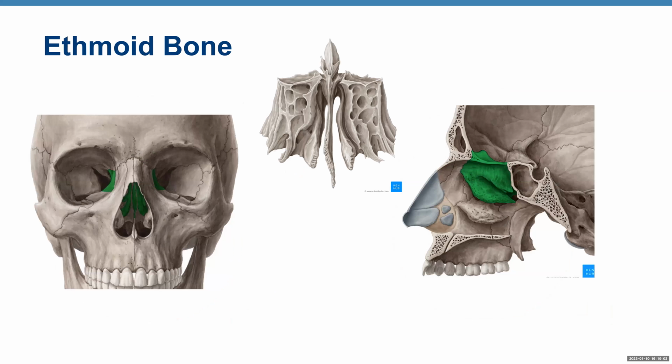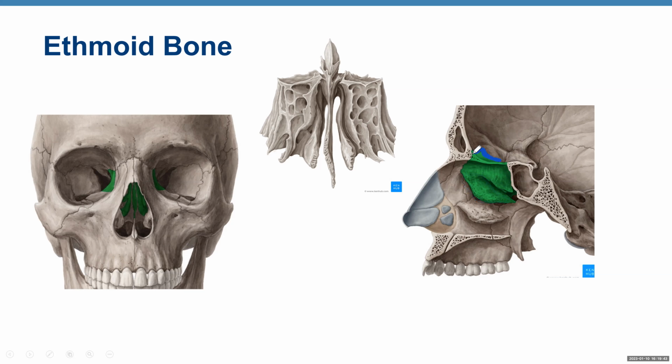Ethmoid bone is also a bone that is deep inside the skull. If you look from the anterior view, you see the ethmoid bone makes part of the orbital plates, and also some structures inside the nasal cavity. If you look at the mid-sagittal section, you can see this part that is inside the nasal cavity. This part is called the superior nasal concha and middle nasal concha.